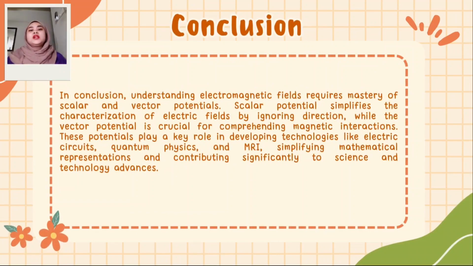Now we have come to the conclusion. In conclusion, understanding electromagnetic fields requires mastery of scalar and vector potential. Scalar potential simplifies the characterization of electric fields by ignoring direction, while the vector potential is crucial for comprehending magnetic interactions. This potential plays a key role in developing technologies like electric circuits, quantum physics, and MRI, simplifying mathematical representations and contributing significantly to science and technology advances.